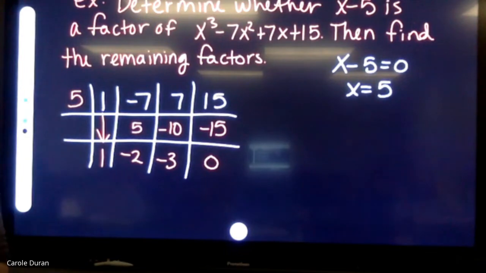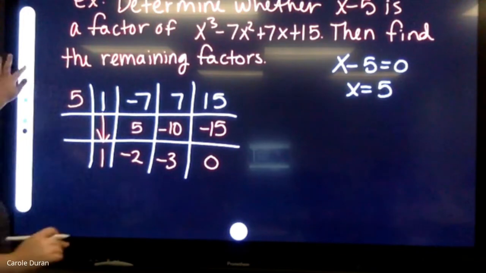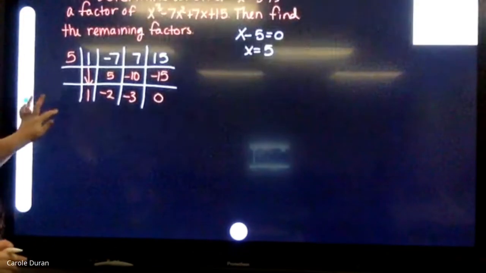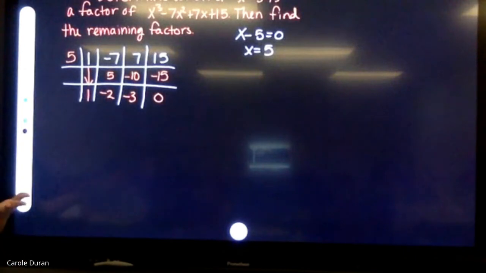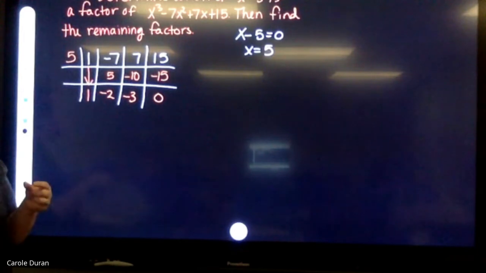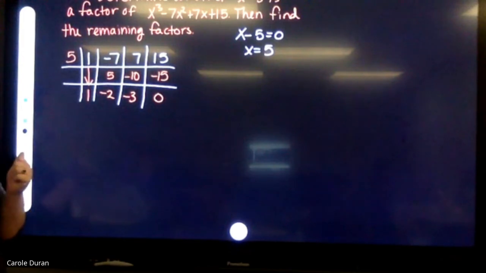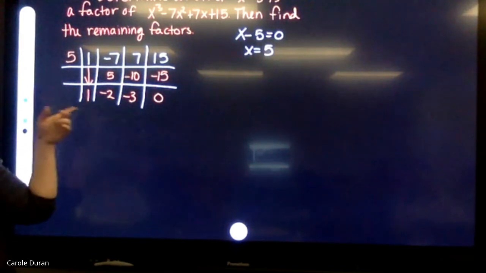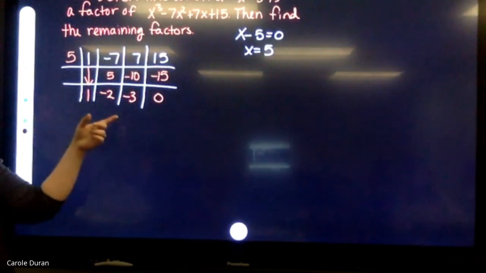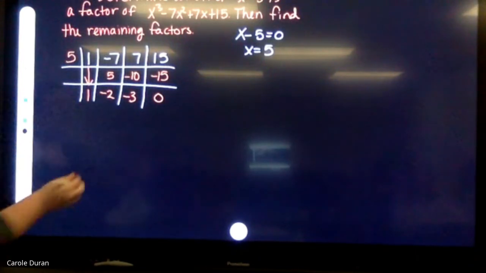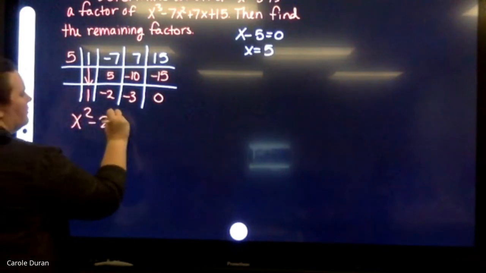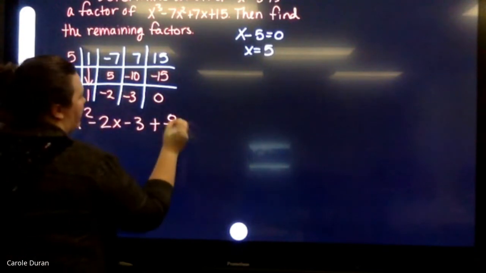So is x minus 5 a factor? Yes, because it divided out evenly, which means I can now take that original polynomial and I can rewrite it as a product using x minus 5. If x minus 5 divided out evenly and is a factor, what else is going to be a factor, essentially, of this polynomial? How about the answer that I got out of the division process? Right? So I want to go ahead and rewrite this as a polynomial.